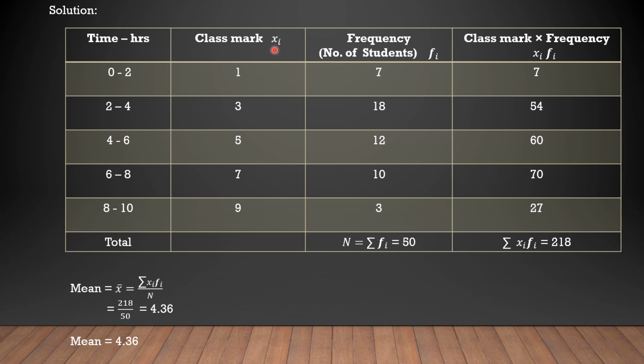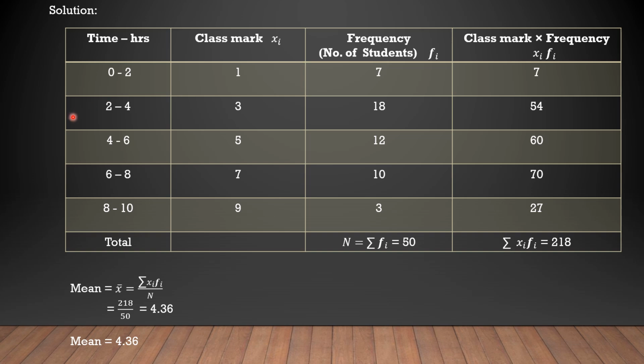Then we find the value of xi. Xi means class mark. Class mark is nothing but the average of these two numbers. 0 plus 2, average of 0 and 2. So 0 plus 2 is 2, 2 by 2 is 1. So value of xi is 1.